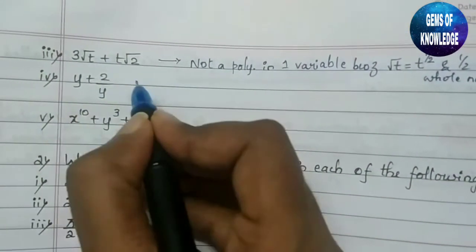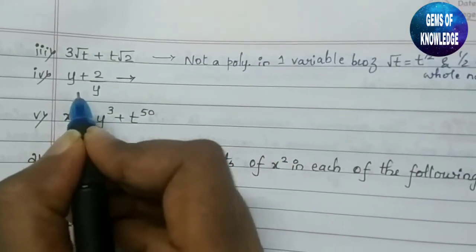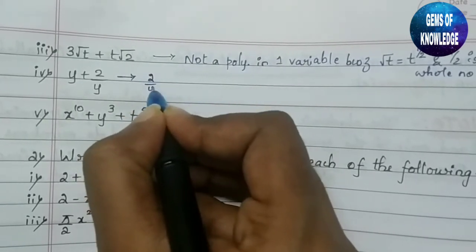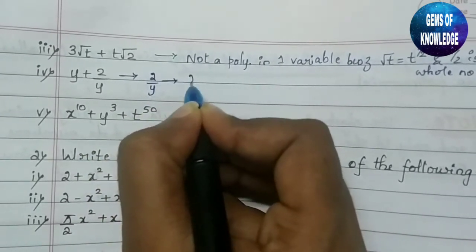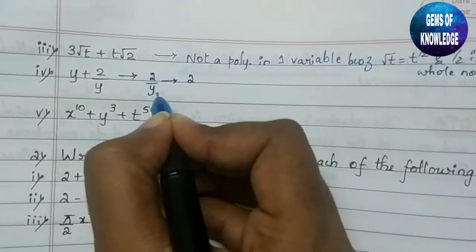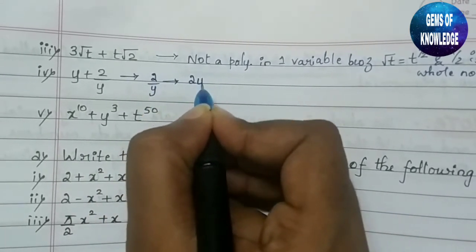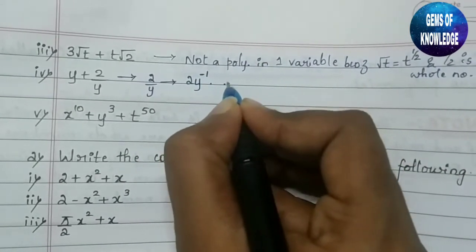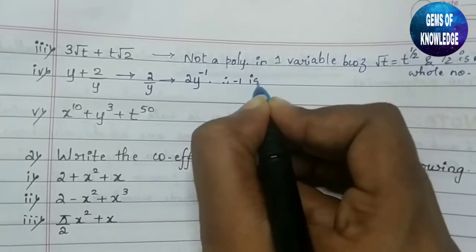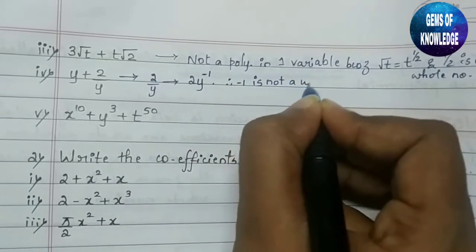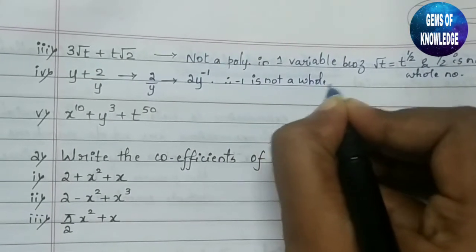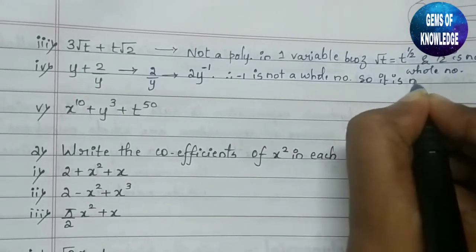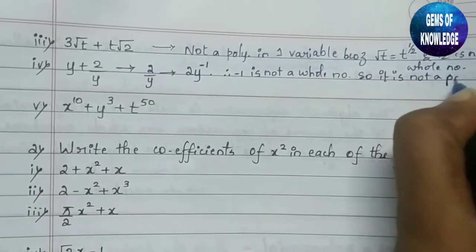Next one, this is a similar example to the previous case. You can write 2 by y as 2 times y to the power of minus 1, when you take y to the upper side. Therefore, minus 1 is not a whole number, so it is not a polynomial in one variable.